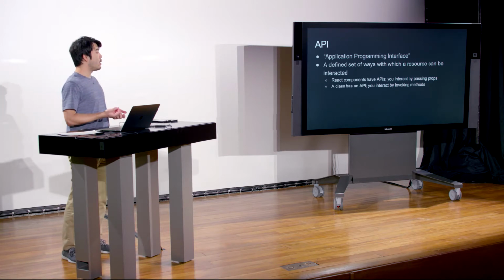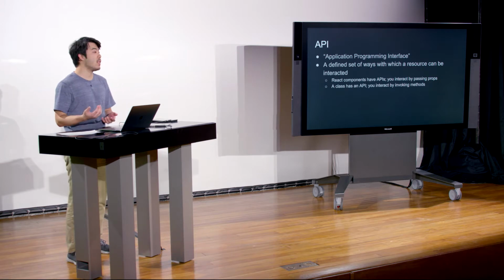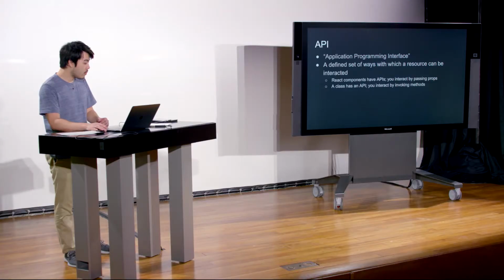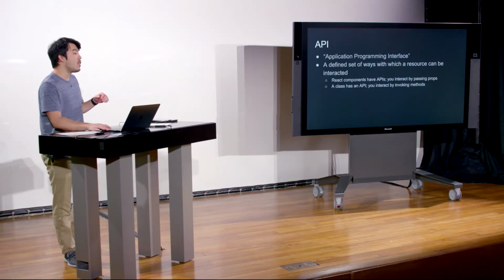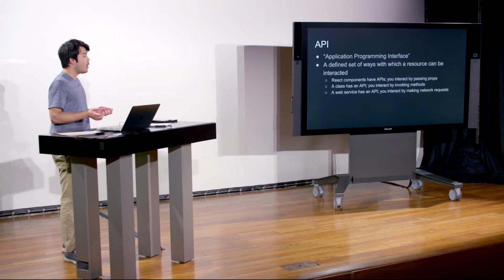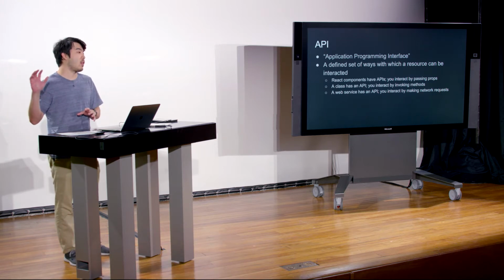Well, a class does. If you remember, when we write classes, these classes have methods. And how do we interact with that class? Well, we invoke those methods. And so those methods are actually an API with which you can interact with those classes. And just like these things have APIs, so do web services. And so say there's some service up in the cloud, and the way you want to talk to it would be using its API.